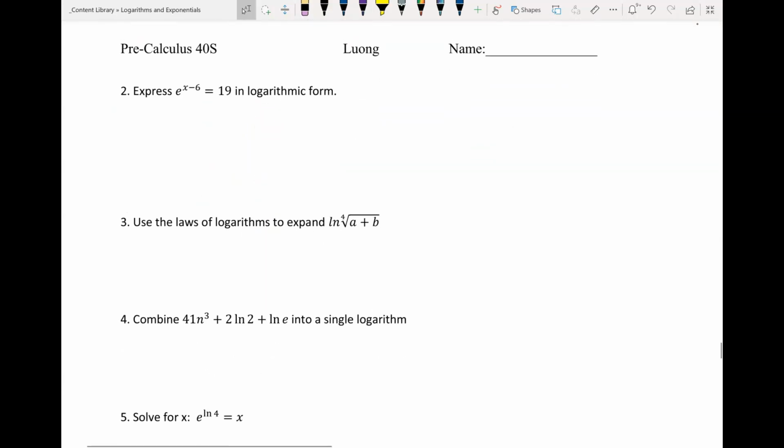Moving on to example 2, express e to the x minus 6 is equal to 19 in log form. Okay, so we have ln, our base is e already, our answer is 19, and our exponent is x minus 6. So again, this is your answer, this is your exponent.